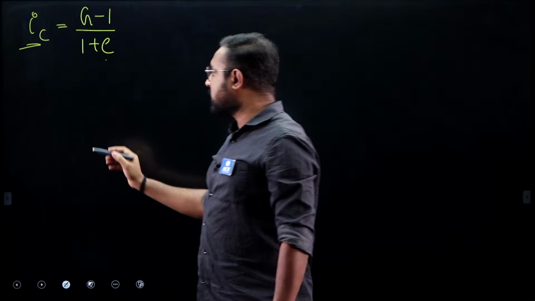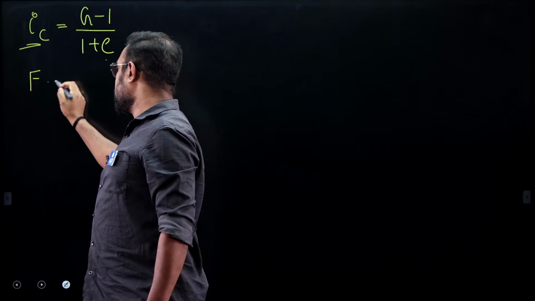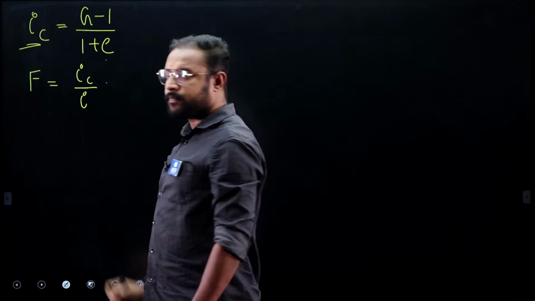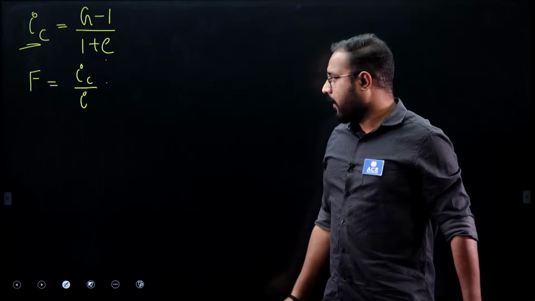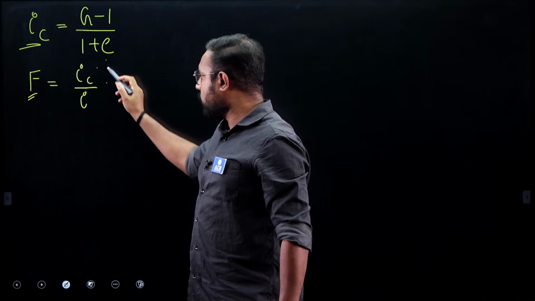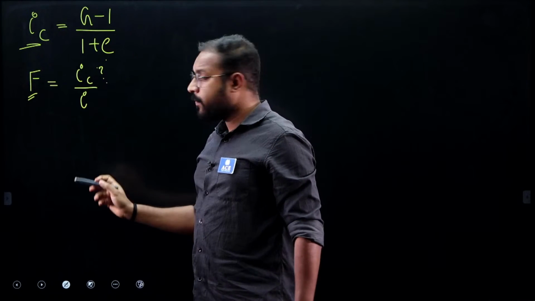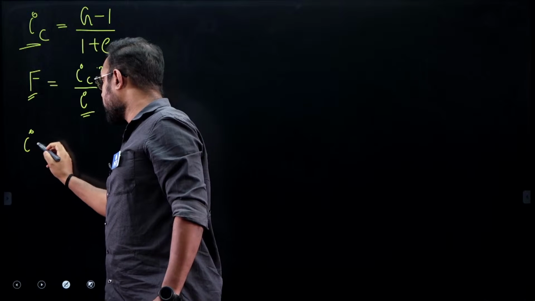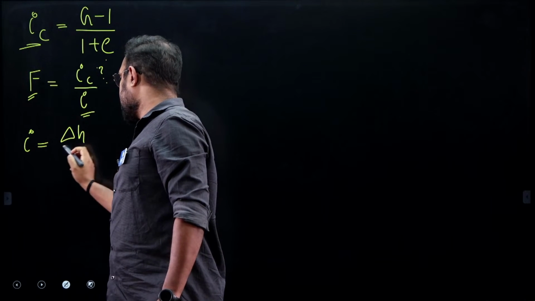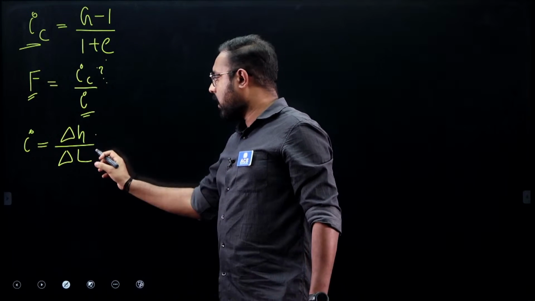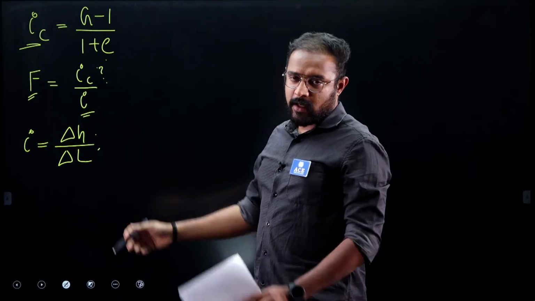But how to get the IC value? From the factor of safety. Because we know that factor of safety is equal to IC by I. Factor of safety is given to you, and we want this IC value. Do I have the I value? They have not given it directly, but we know how to calculate the I value. It is nothing but delta H divided by delta L, that is, the head loss divided by the total length over which the head loss happened.